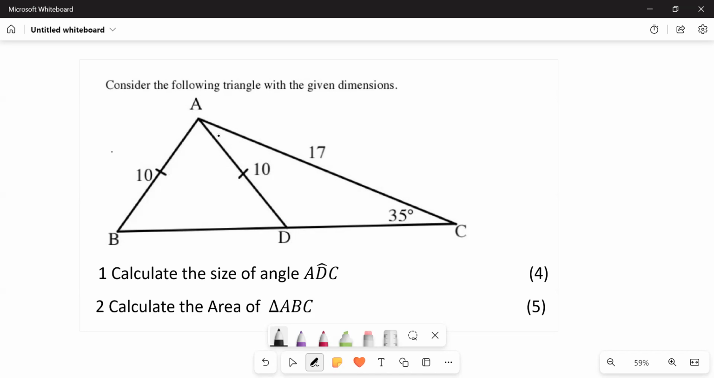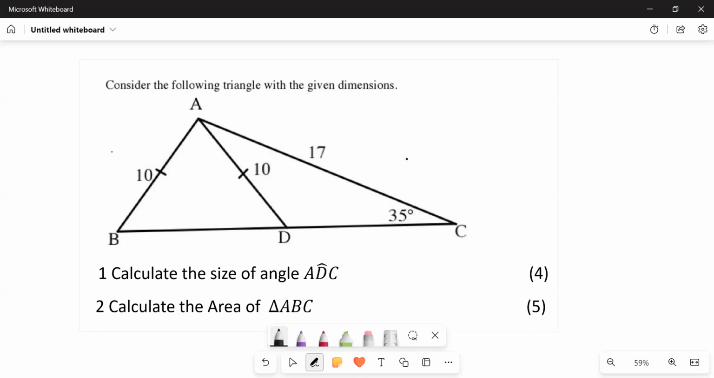The question says, consider the following triangle with the given dimensions. And then we are given 3 triangles. I'd like to identify the triangles. Okay. Identify them.